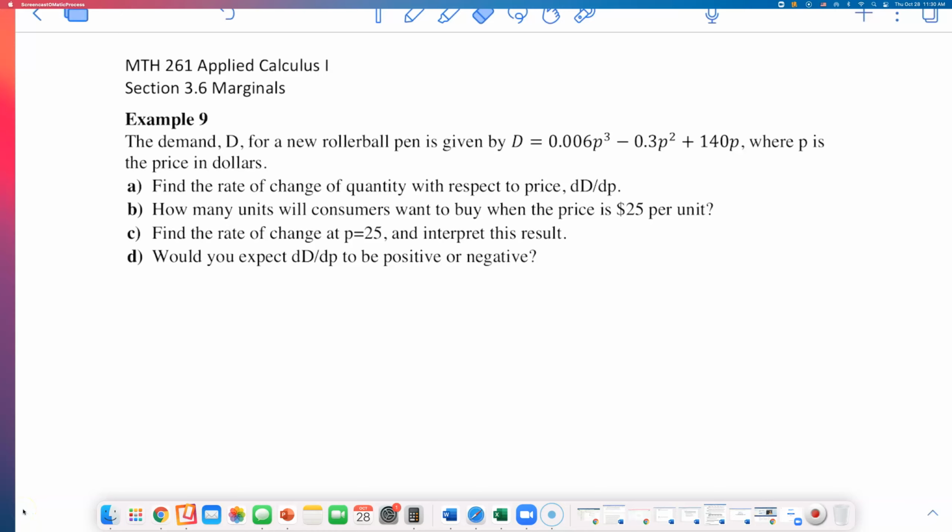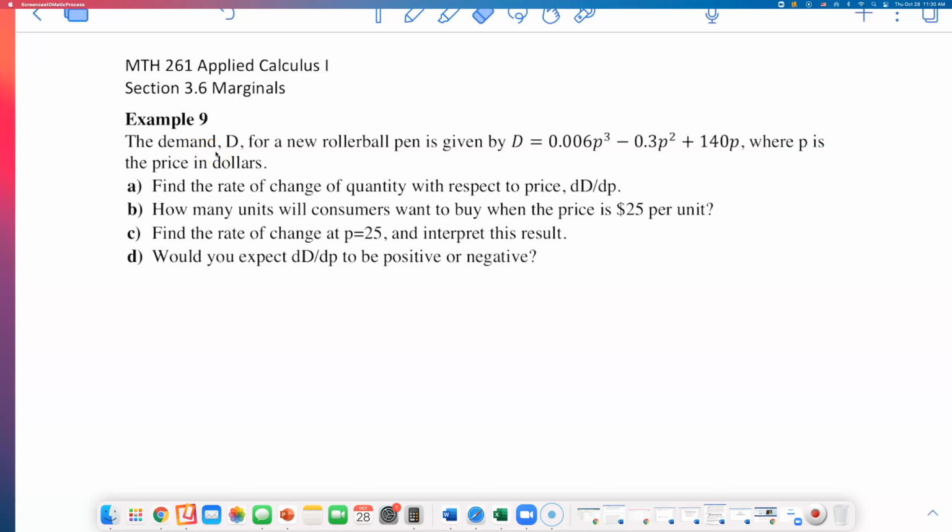Last example of section 3.6 marginals, and I think it's a good one because it connects to what we will talk about next week on demands and elasticity. They're giving us a demand function, which is a function of the price of an item. Think about it: if you want to buy this new computer, and the computer is $5,000, you may think it's too expensive and not want to buy it anymore. But if a computer has a reasonable price, like $700, you think that's a very good price, then you may change your mind. So depending on the price of an item, the demand will change.